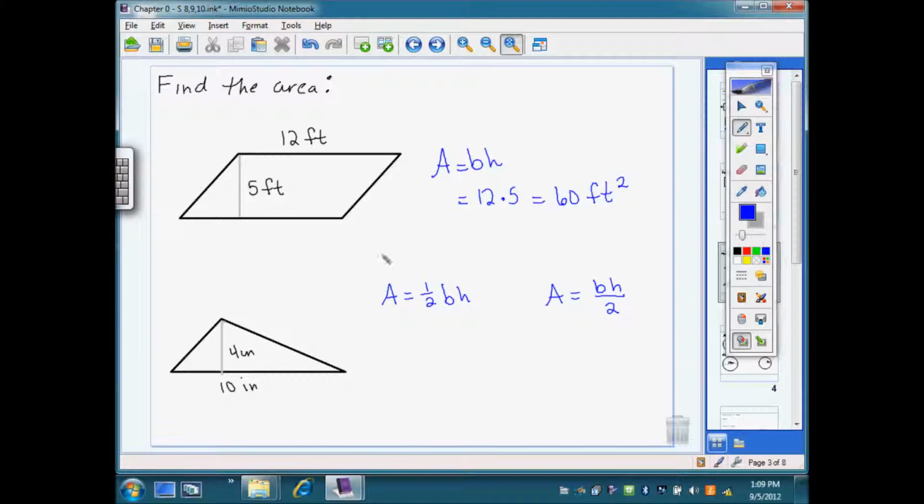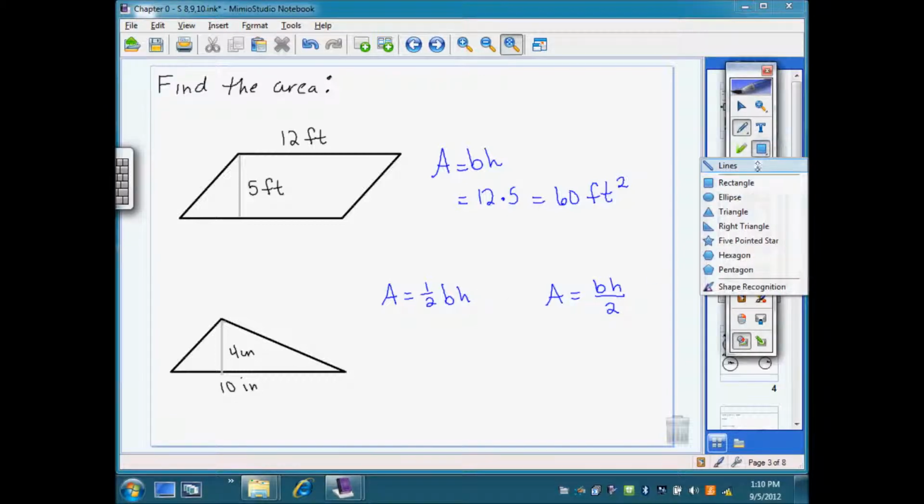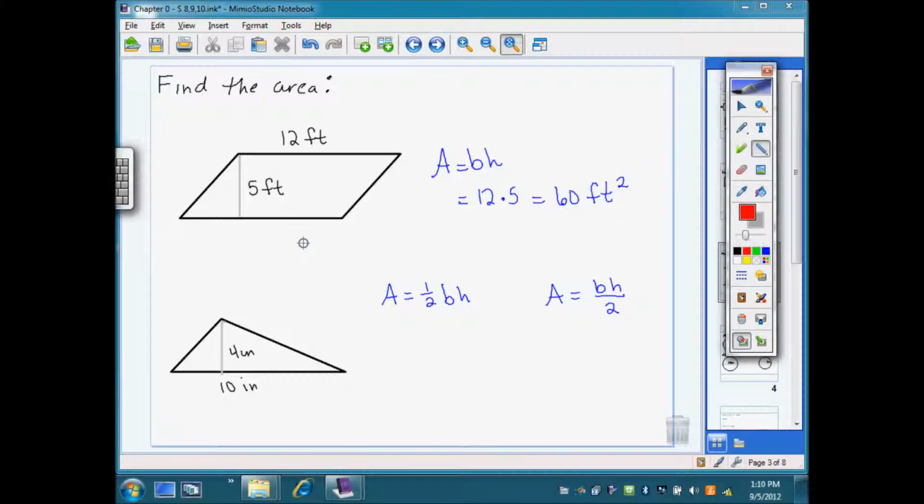In case you're wondering, where does this half of a base times height come from? If we look at this parallelogram, if I cut it in half, it's 2 triangles. So that's where that actually comes from. A parallelogram or a rectangle cut in half is 2 triangles. So if base times height is the area of a parallelogram and a triangle is half of that, it's half of the base times the height.